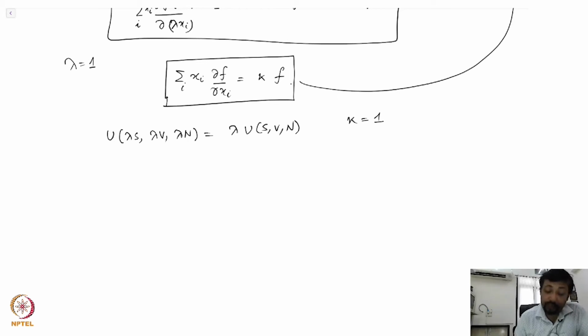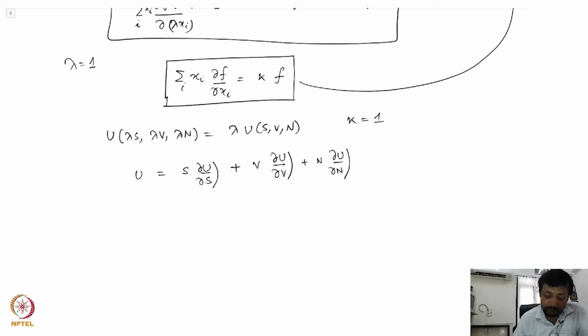So let's write down the Euler relation for this. It is a function of s, v and n. Therefore, if I write it down explicitly, U must be equal to S del U del S, the rest of the xi's are fixed, which I am not going to write, it's implied that they are fixed, plus V del U del V plus N del U del N.